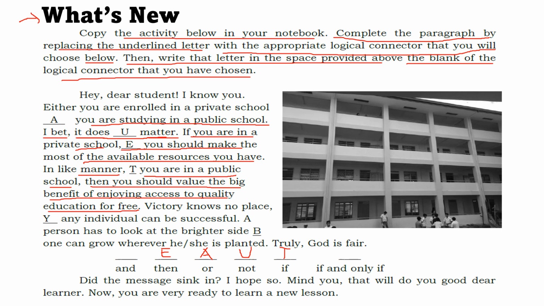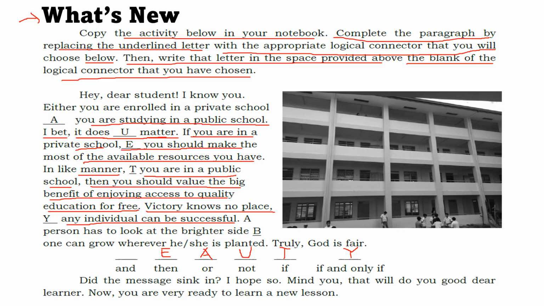Now, for the next sentence: victory knows no place. Blank, any individual can be successful. Where can we put your Y here? We can put your Y here in your "if and only if." We can read again: victory knows no place if and only if any individual can be successful. So it is appropriate to put "if and only if" there.